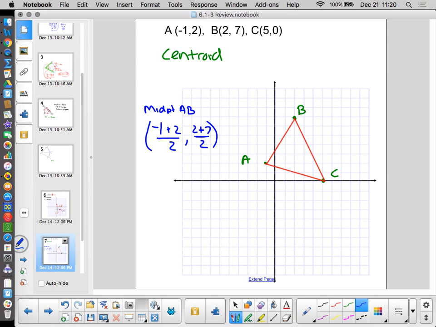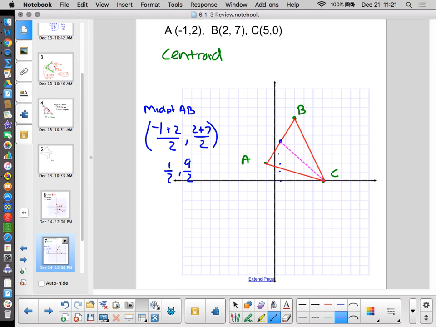If you do not know the midpoint formula, you need to look it up and review it and learn it. That's something we've done so many times this year. This gives me 1/2 and 9/2. So the point (1/2, 9/2) is over 1/2, up 4.5. 1, 2, 3, 4.5, right about there. Okay, there's my midpoint. I now construct my median.